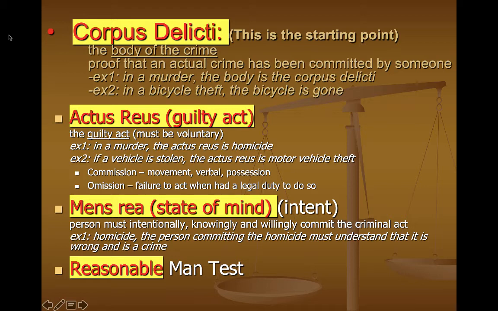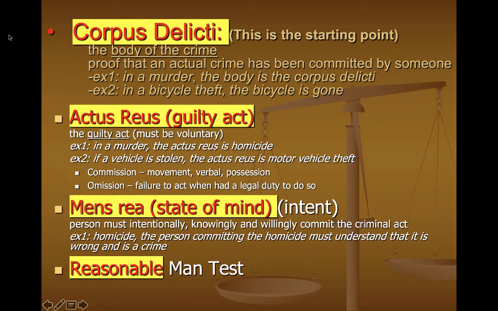So example one, in a murder, the actus reus is the homicide. Example two, if a vehicle is stolen, the actus reus is motor vehicle theft. So commission is the movement, verbal possession, and the omission is the failure to act when you had a legal duty to do so. Your mens rea, or your state of mind, is your intent.